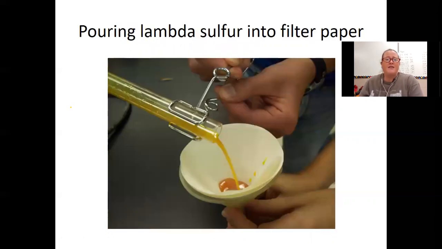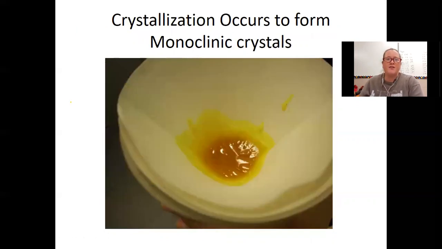And then we poured this runny, honey-colored lambda sulfur into filter paper, and as it started to cool, we started getting monoclinic crystals. You can see the very long needle-like crystals here. So what's happening now is the sulfur molecules are aligning themselves in an ordered structure, but it's not a short and blocky structure anymore. They are going to be in long rows.